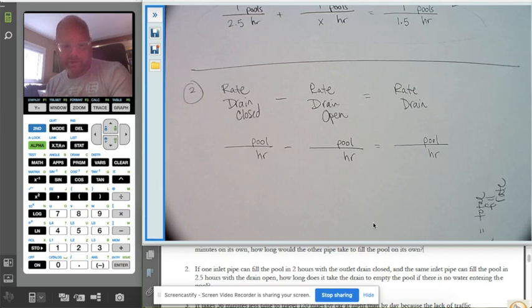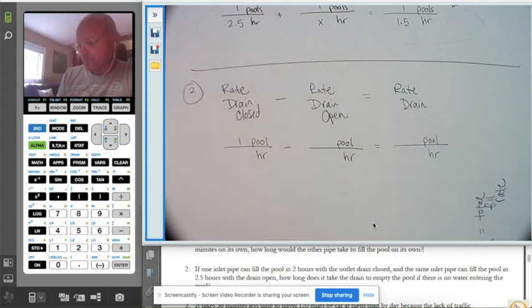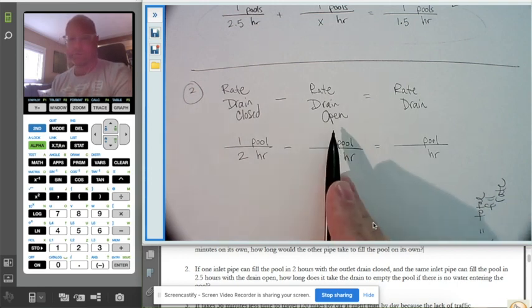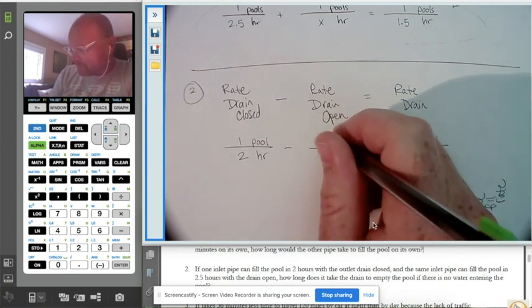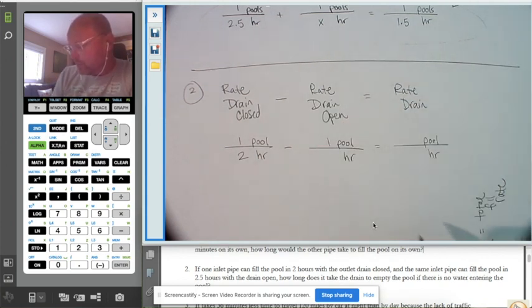One inlet pipe can fill the pool in 2 hours. So 1 pool can get filled in 2 hours when the drain is closed. The same pipe can fill the pool in 2.5 hours with the drain open, right? So it takes longer if the drain is working against you, but it could still fill that 1 pool in 2.5 hours if the drain is open.